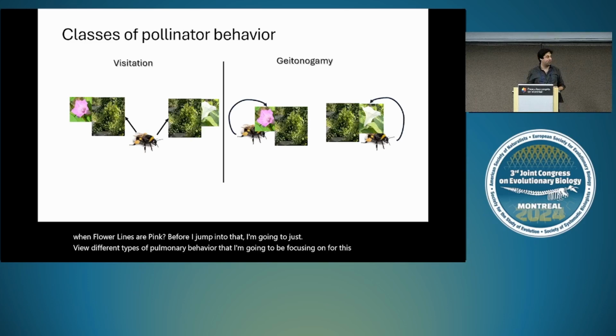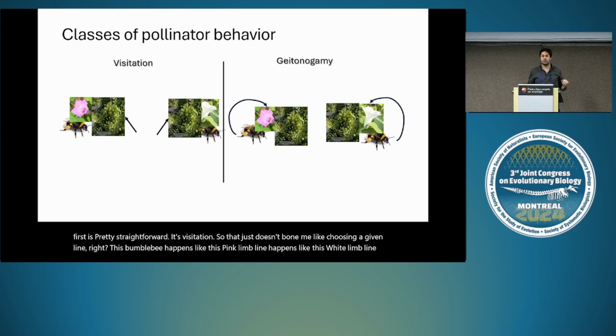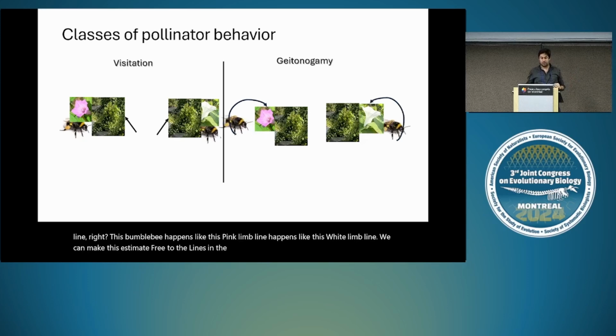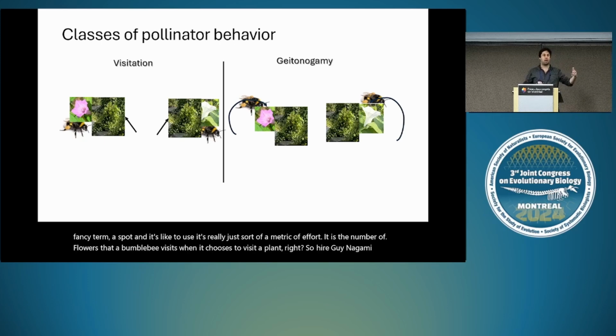The first is pretty straightforward. It's visitation. So that's just, does a bumblebee like choosing a given line, right? This bumblebee happens to like this pink limb line, happens to like this white limb line. We can make this estimate for each of the lines in the field. The second one is geitonogamy. It's just a fancy term botanists like to use. It's really just sort of a metric of effort. It is the number of flowers that a bumblebee visits when it chooses to visit a plant, right? So higher geitonogamy means you're visiting more flowers when you're visiting a plant.